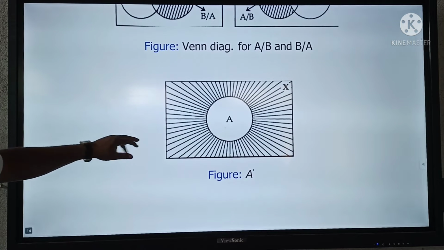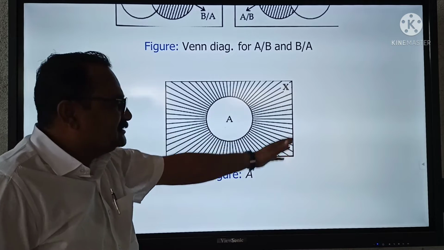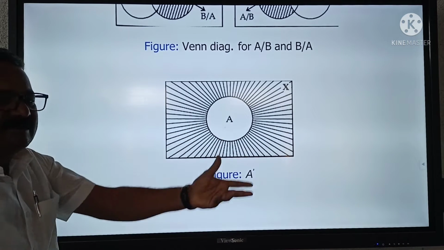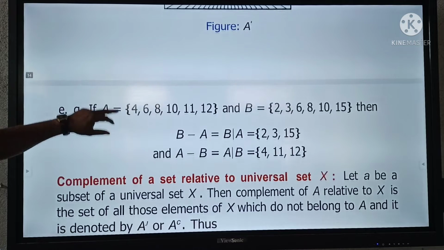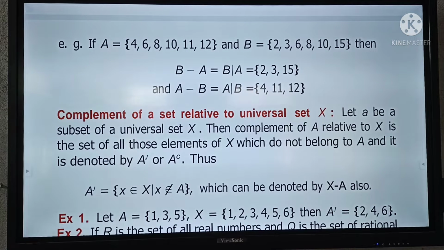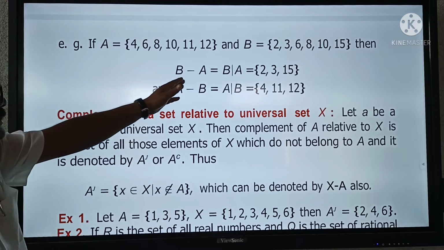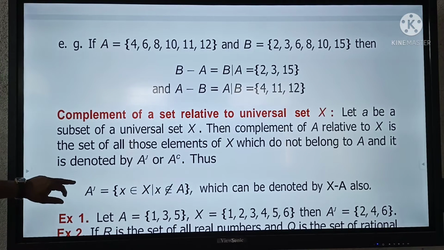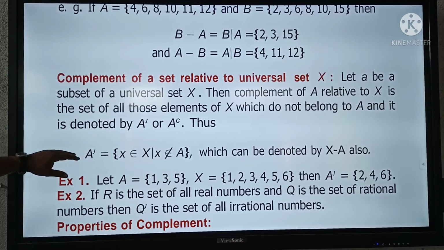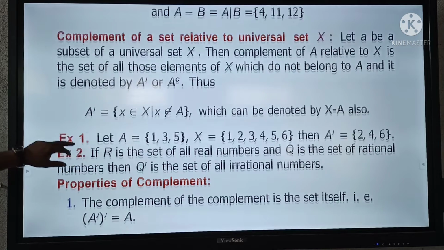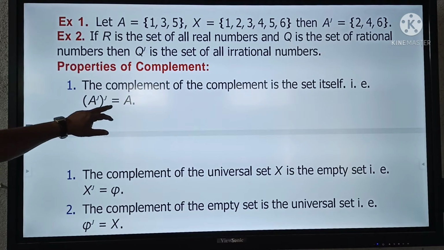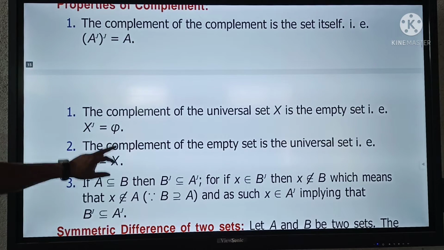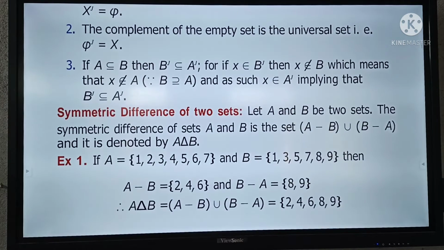So in the Venn diagram, A complement, where X is the universal set. Everything except A will be in that A complement. So if A and B are in this way, then B minus A and A minus B are the complement of B in A and the complement of A in B. So the complement of a set is related to the universal set. Properties of complement: the complement of the complement of A is A, X complement is phi, phi complement is X.